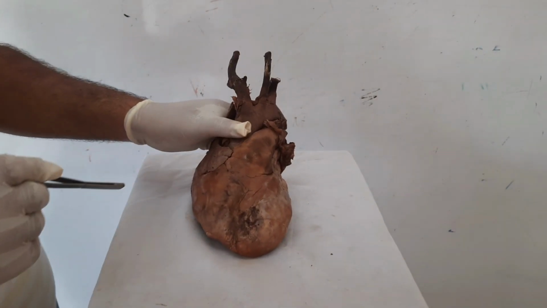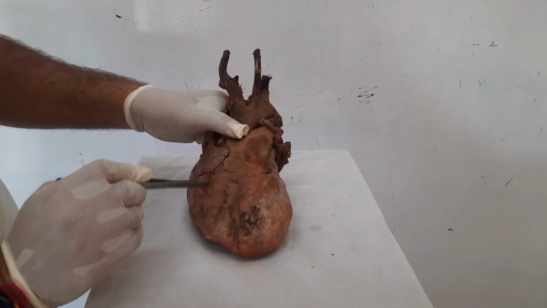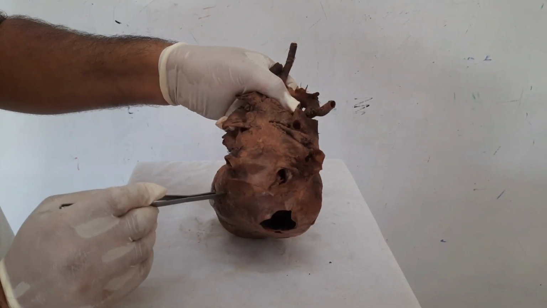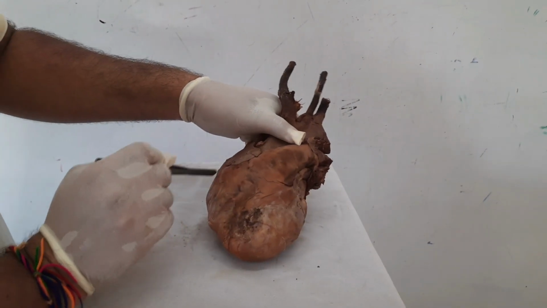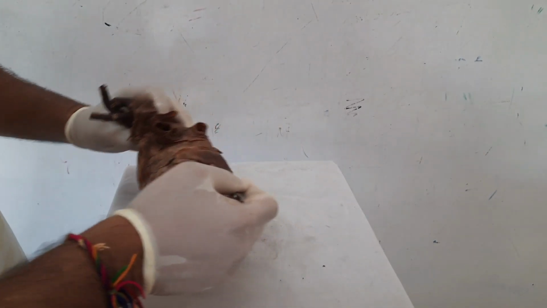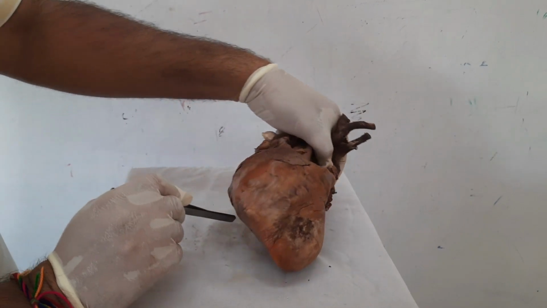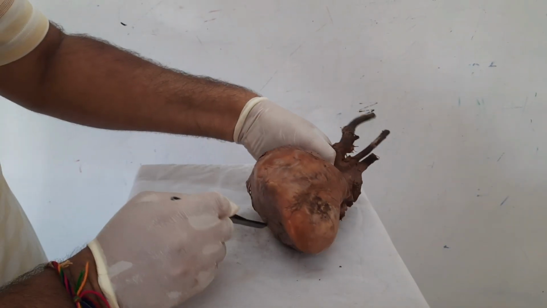To the demarcation of atrioventricular groove. As we know, this is the right atrium, this is right ventricle. Here there will be left atrium, and then here there is left ventricle. So demarcation of atrioventricular groove, so that is in between the atria and ventricle. It is almost C shape. So it is like this. Like this.